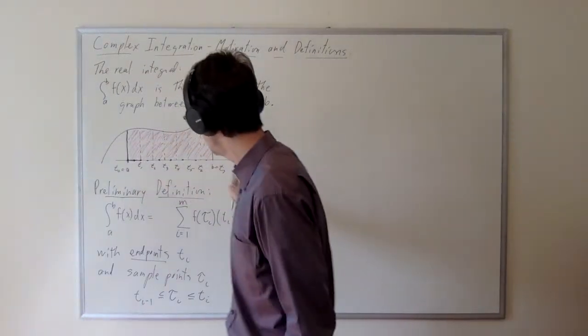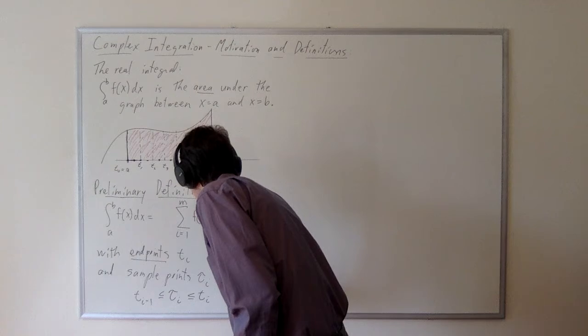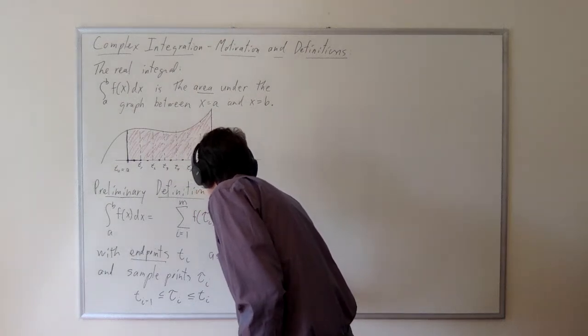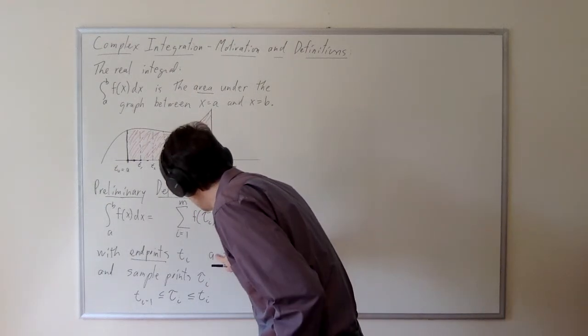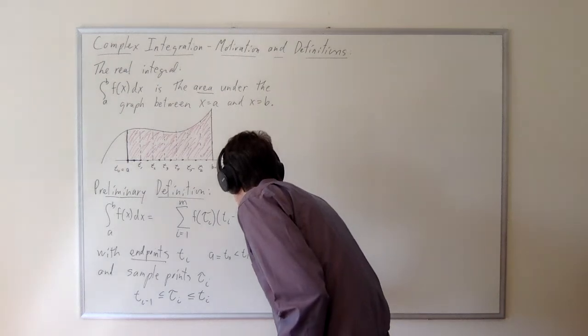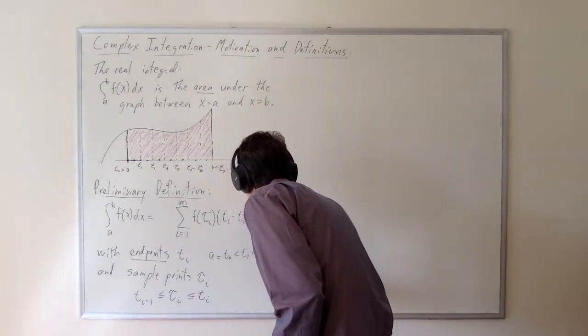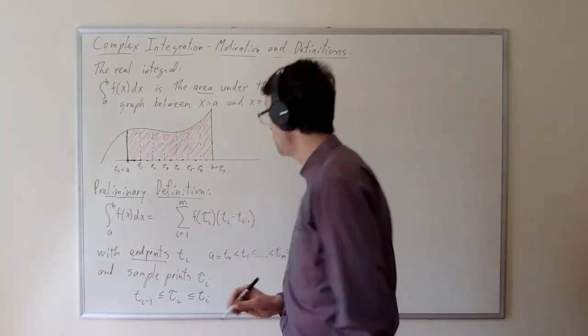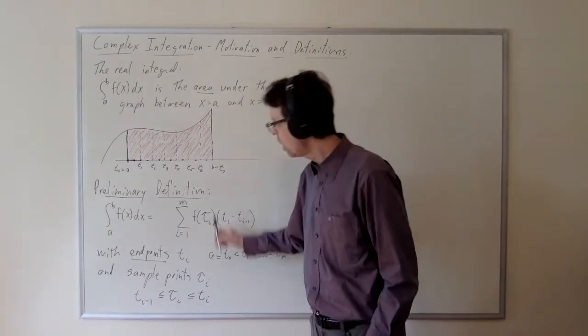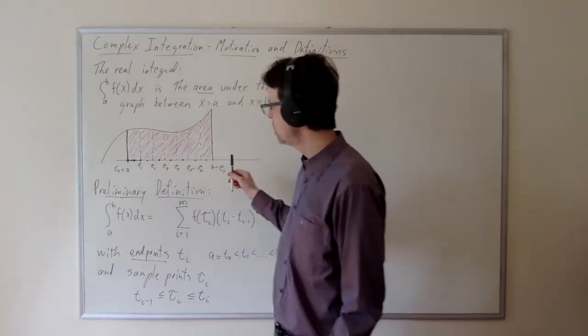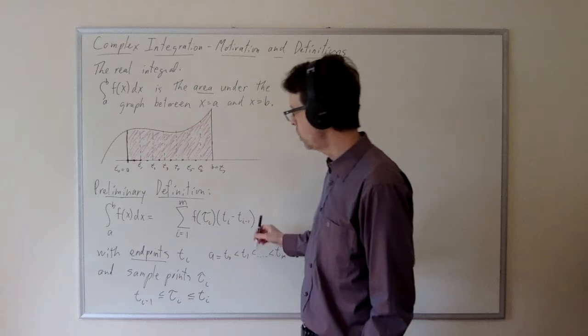And of course, the t_i's have to go in order. So a is less than or equal to t_0, which is less than t_1, which is less than, etc. And then we end with t_m, which must be b. So basically, we get all of this division data, and then that allows us to calculate the Riemann sum.